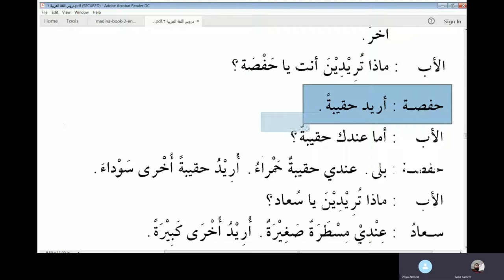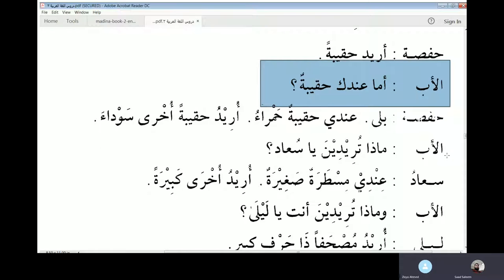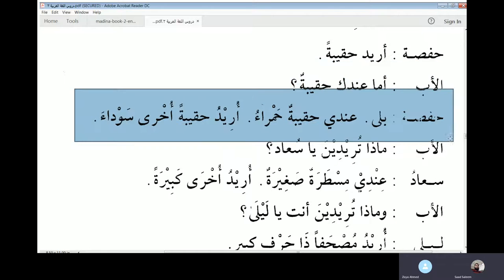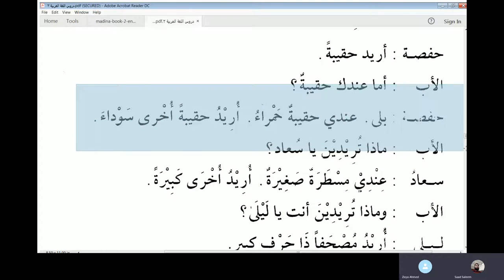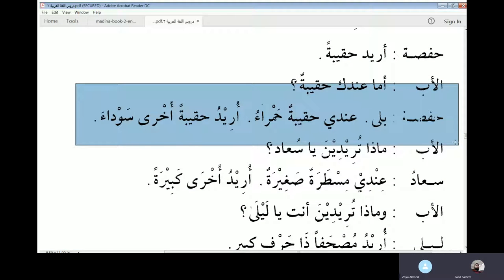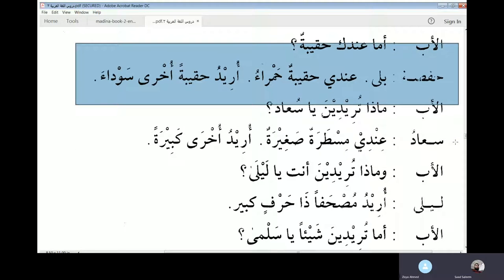Al-ab: Amma indaki haqibah? Don't you have a bag? Hafsa: Bala, indi haqibatun hamra'. Yes, I have a red bag. Ureedu haqibatan ukhra sawda'. I want another black bag.